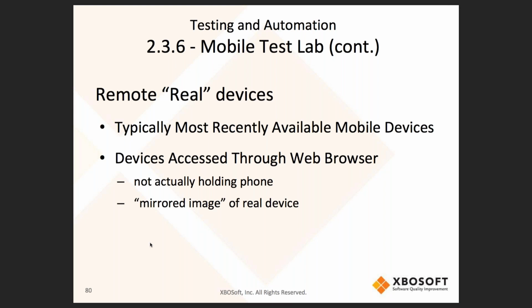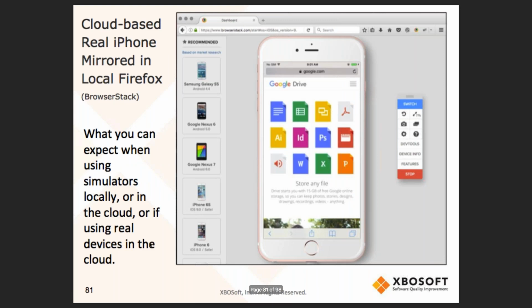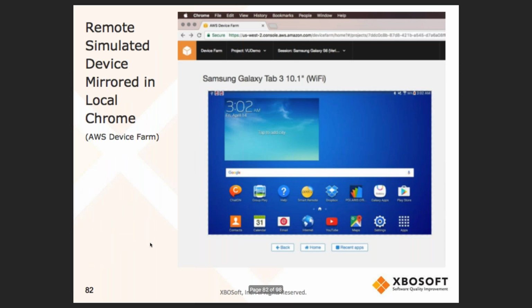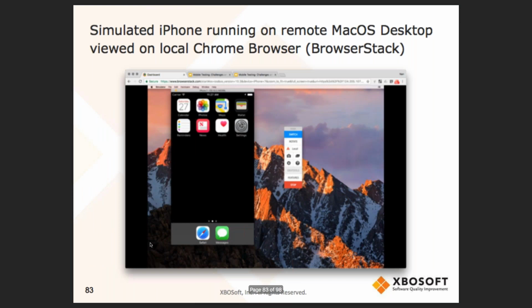And here's an example of that. So this is mirrored in a local Firefox, but this is an actual real device that is being hosted by BrowserStack. And this is a remote simulated device that is on AWS's device farm. Simulated iPhone running on a remote MacOS Desktop viewed in local Chrome. So this is simulated.